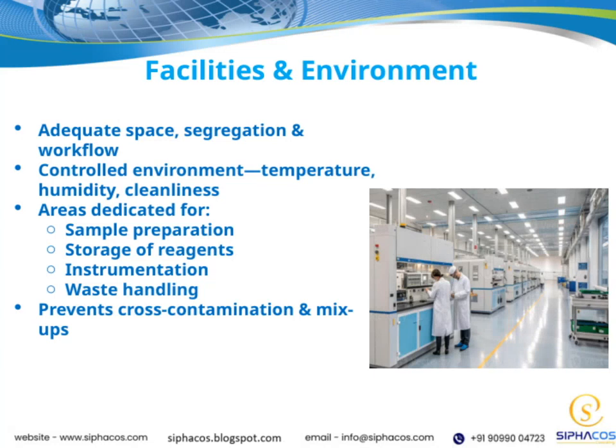Let's talk about the importance of having adequate space, proper segregation, and an efficient workflow in a laboratory setting. Ensuring there's enough room helps prevent overcrowding and reduces the risk of errors. Segregation is crucial because it keeps different processes separate, minimizing cross-contamination. A smooth workflow ensures that samples move logically through preparation, analysis, and disposal, saving time and reducing mistakes.